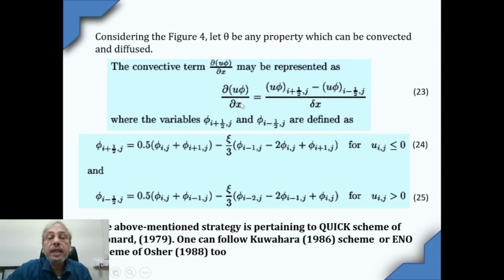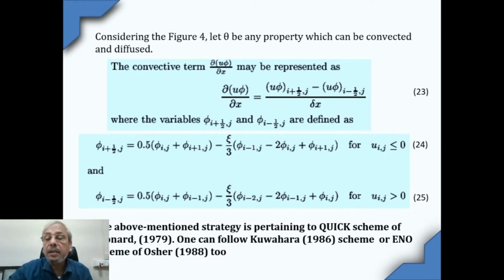So del x of u phi, we have written in conservative form, will be u phi I plus half j minus u phi I minus half j by delta x. And this phi I plus half j and phi I minus half j can be defined by the expressions 24 and 25.